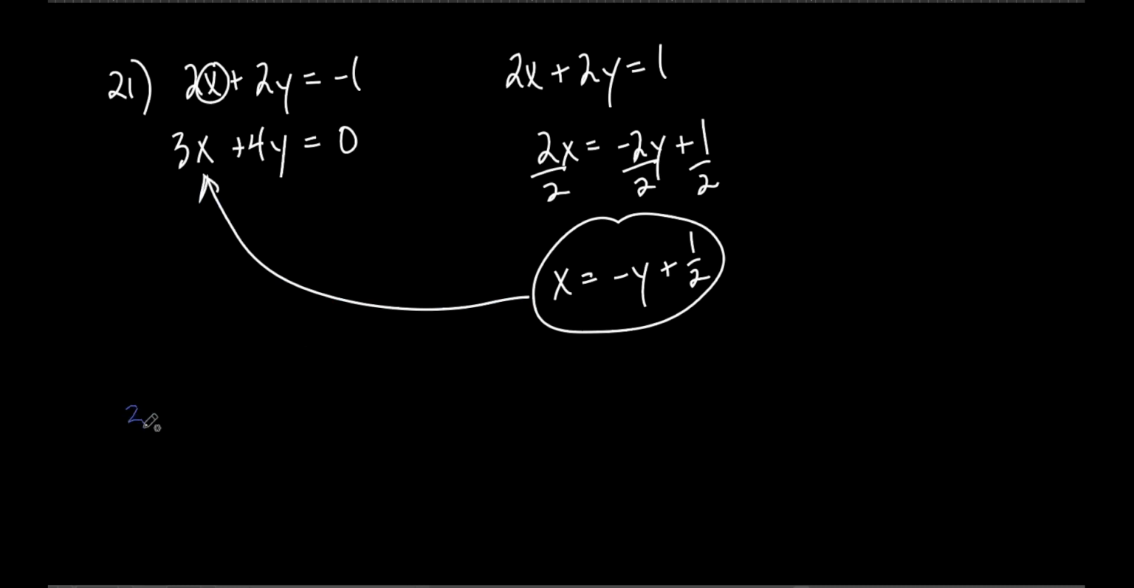So let's do it. It's going to be 3 times x. What's x? Well, it's negative y plus 1/2. And then write out the rest of the equation: plus 4y equals 0.